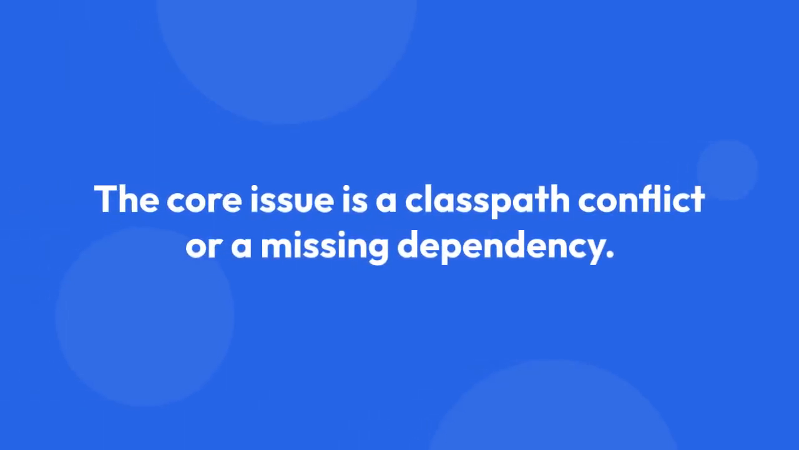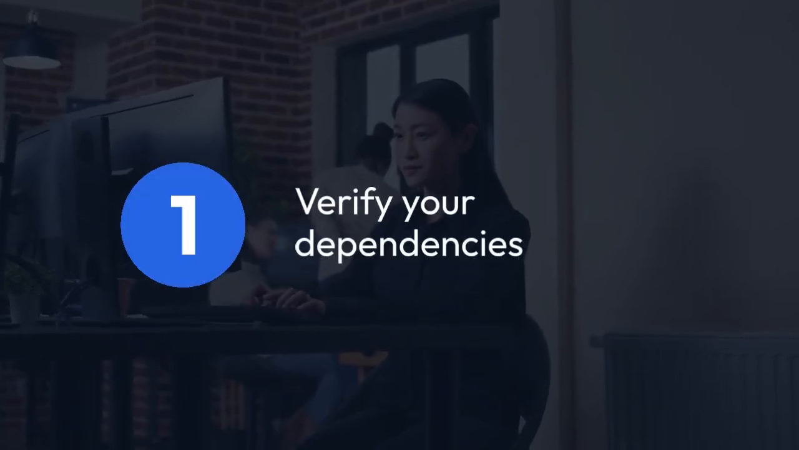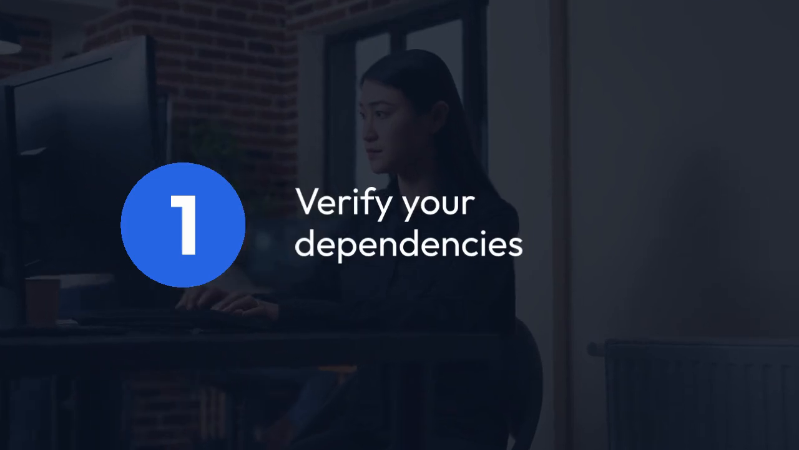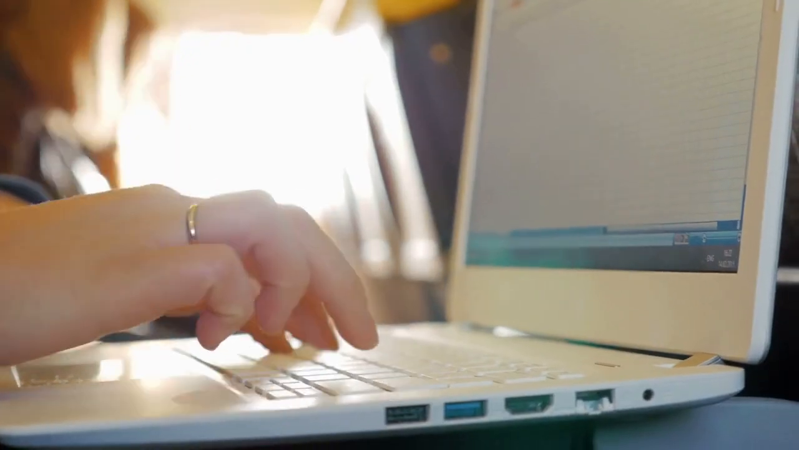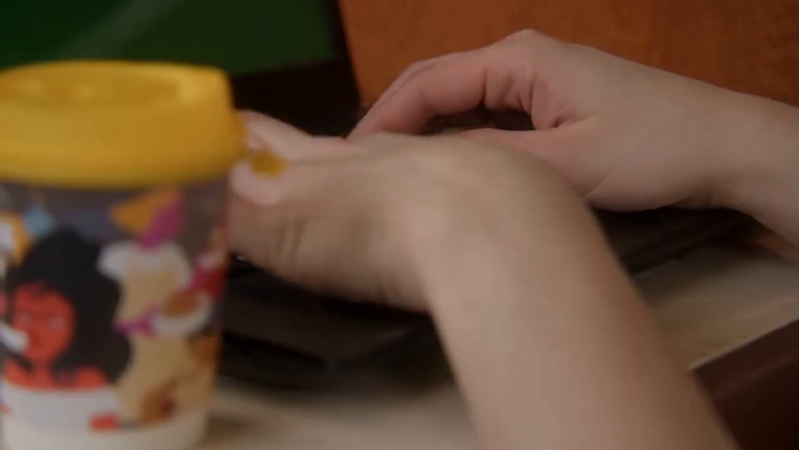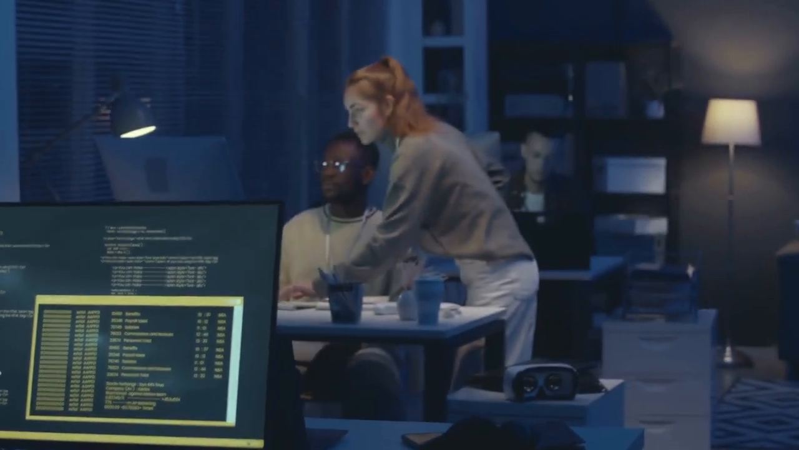The core issue is a class path conflict or a missing dependency. Here's a step-by-step guide to fix it. 1. Verify your dependencies. The first step is to check your pom.xml if you're using Maven, or build.gradle file if you're using Gradle. Ensure you have the correct Java Mail dependency included. You should not directly include com.sun.mail.imap. Instead, use the Jakarta Mail API dependency.